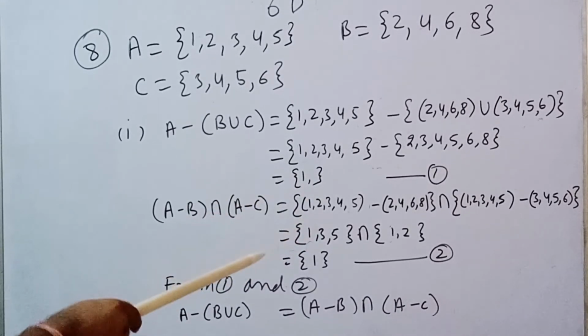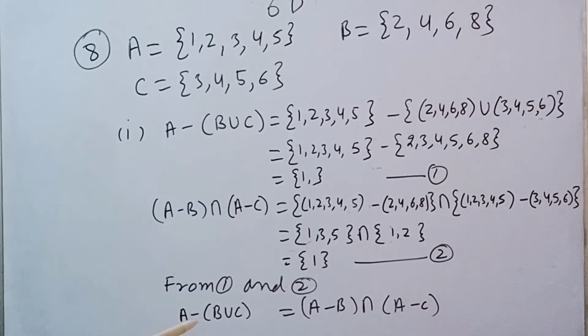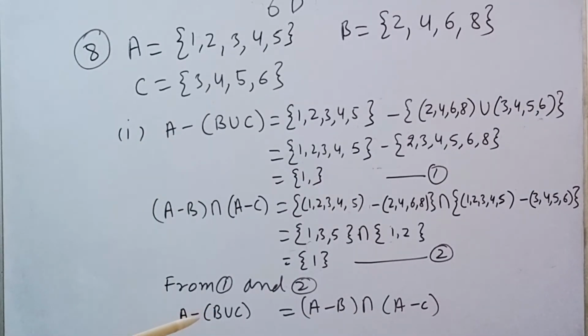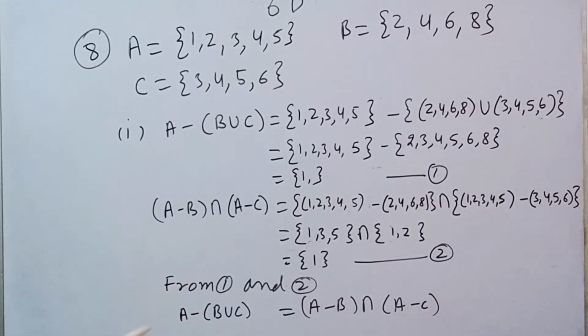So from the first and second we get A minus (B union C) equal to (A minus B) intersection (A minus C). In that manner you will do sum number 8 second part, and the other part of the exercise you can do.